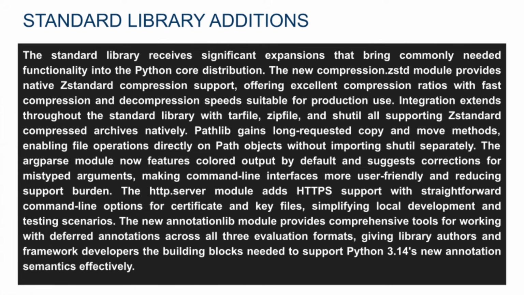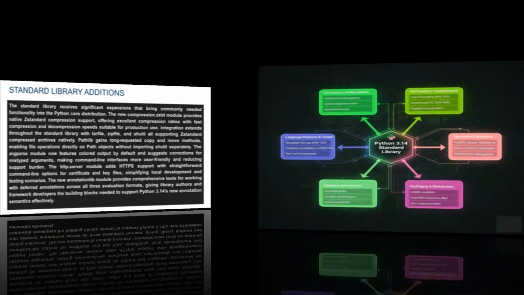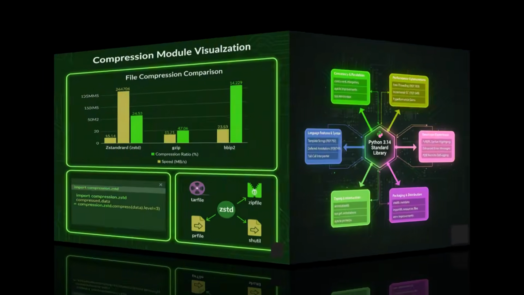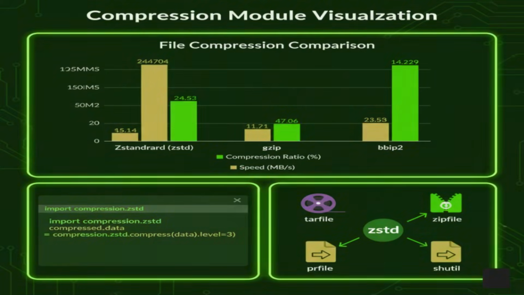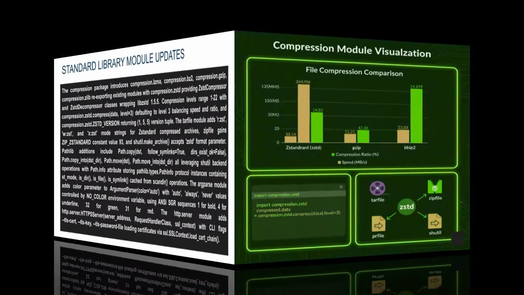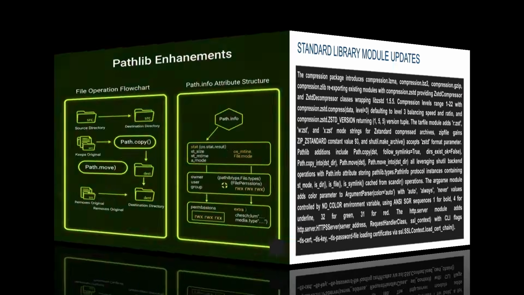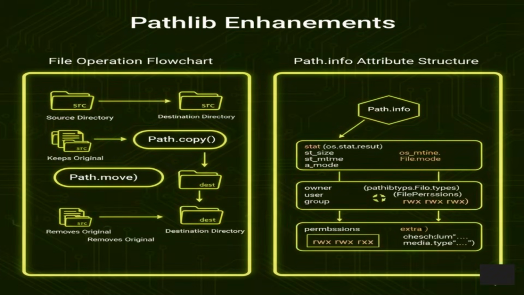The standard library got some love too. There's a new compression.zstd module that brings Zstandard compression to Python. Zstandard is fast, efficient, and widely used in production systems. The tarfile, zipfile, and shutil modules all support it now. Pathlib gained methods for copying and moving files. You can finally do path.copy or path.move directly without reaching for shutil.